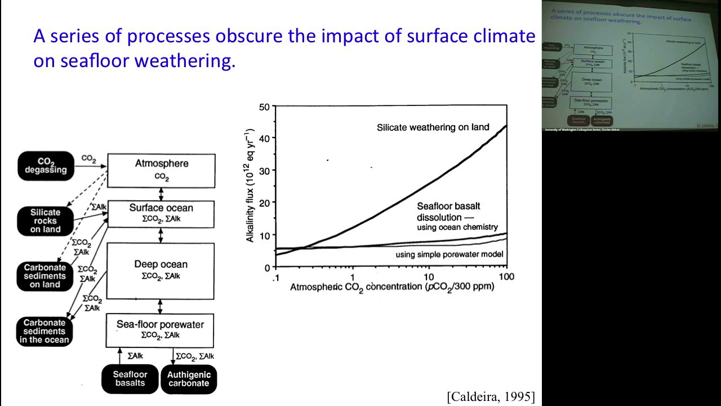This is kind of a classic paper on this subject, Caldeira 1995. He has a number of these different boxes to simulate different processes, the atmosphere-ocean system, and then down to the seafloor weathering. What he gets out of the model is a dependence on CO2 of seafloor weathering, in this case shown here, and of silicate weathering on land. What you can see is you've got to get the CO2 extremely high to get much change at all in the seafloor weathering. Okay?